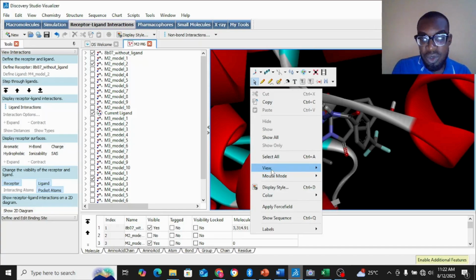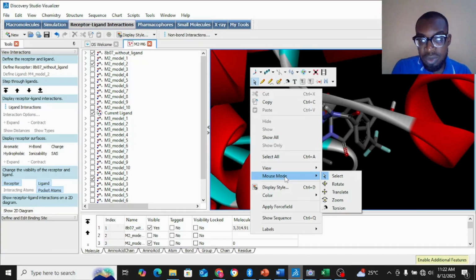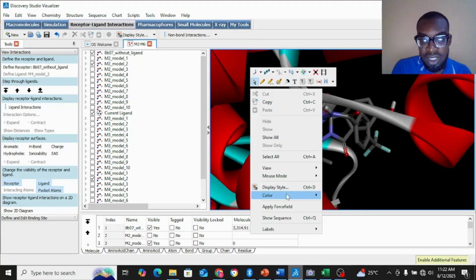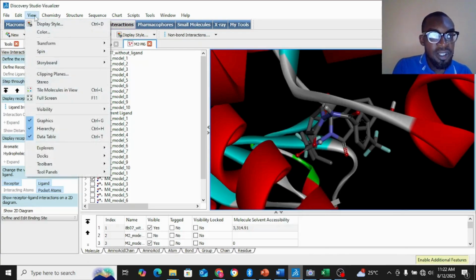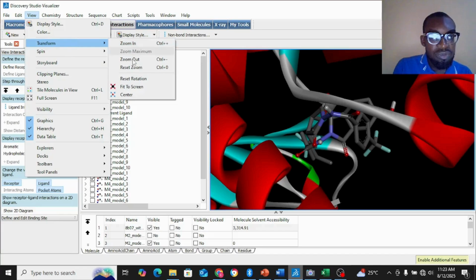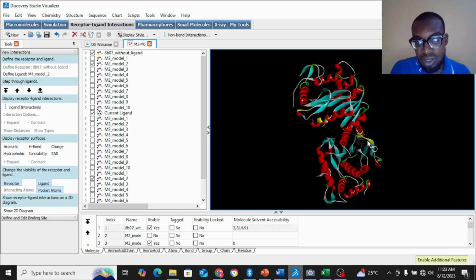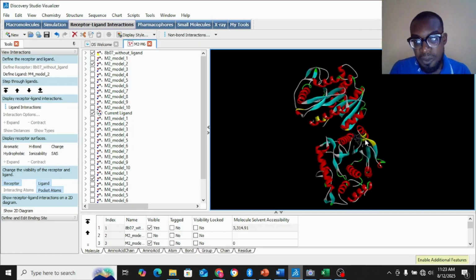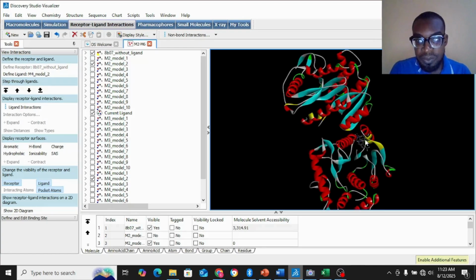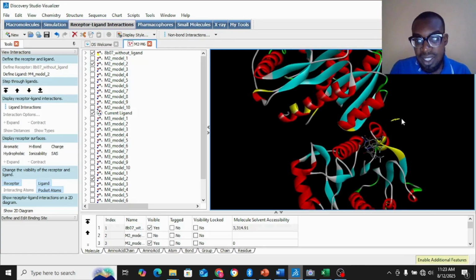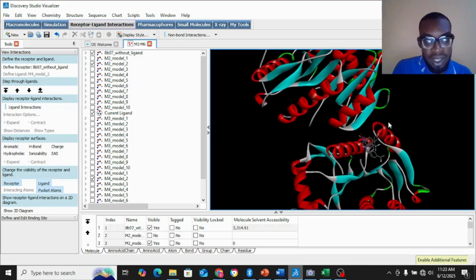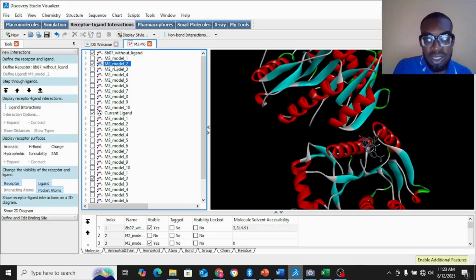So I want to see if this can... okay, okay, good. So now this is good. So we can see the molecules we have in this cavity. So you can see that. Now, let's use this.